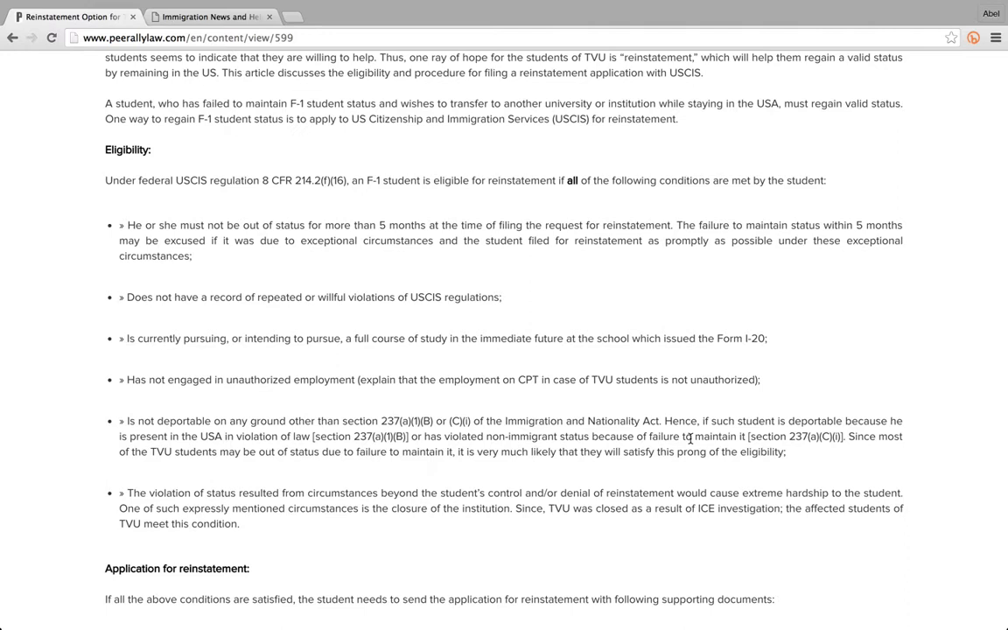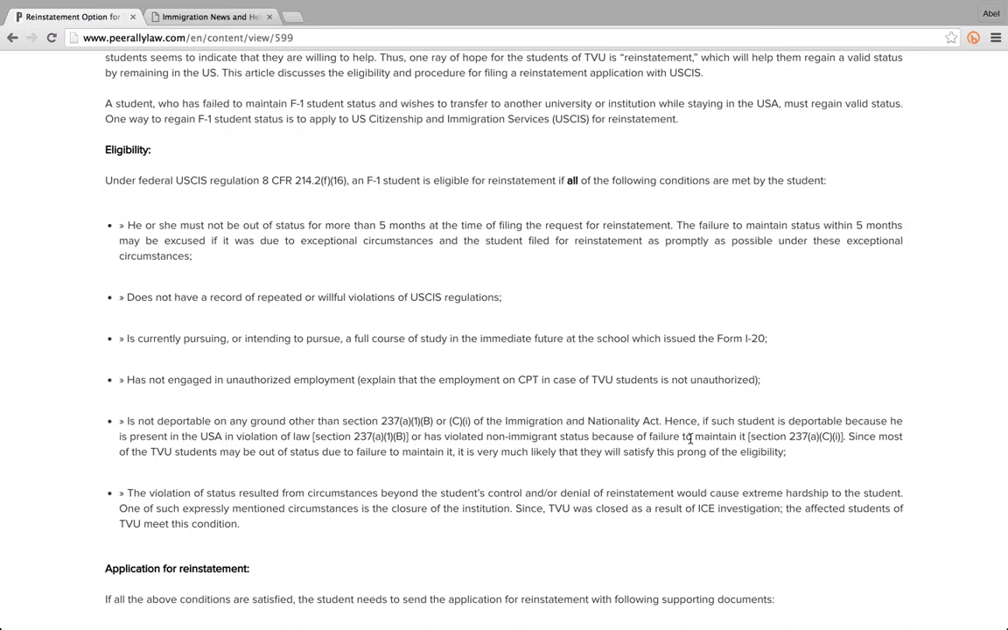The violation of the status must have resulted from circumstances beyond the student's control, or denial of the reinstatement would cause extreme hardship. This is one of the most important parts. It was not your fault as a student, and if you are denied, it will result in extreme hardship. Since most of our students are not going to be in the second category of extreme hardship, the beyond the student's control part is more important.